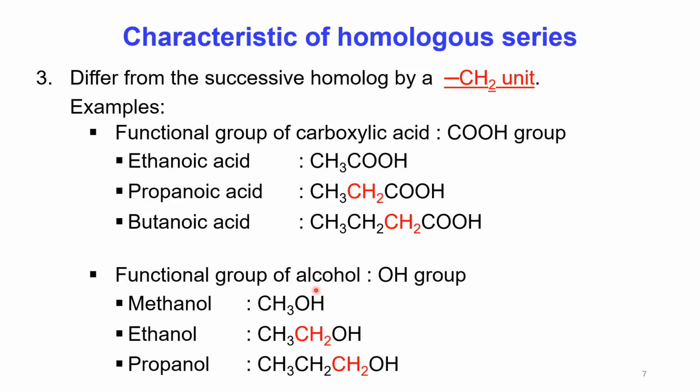And this also goes for alcohol, which is methanol, ethanol, and propanol. If we look at the structure, each member differs by a CH2 unit. Alright, so this is the characteristic of a homologous series, which is that the members differ by a CH2 unit.